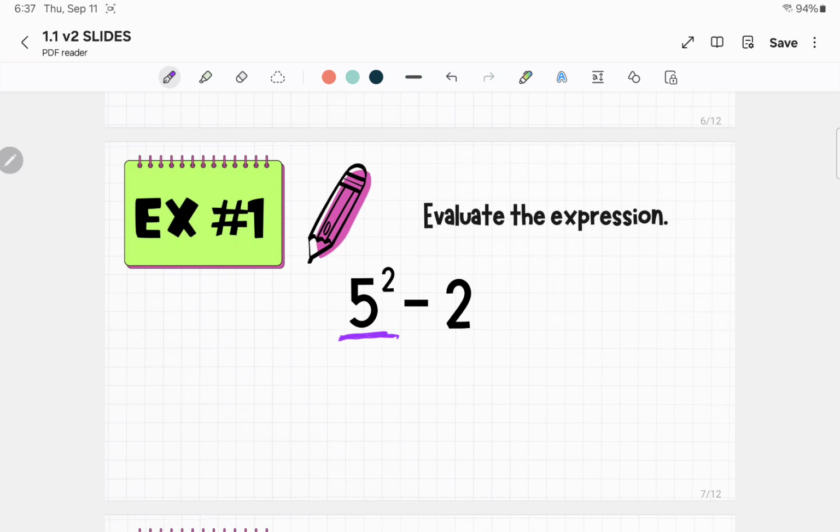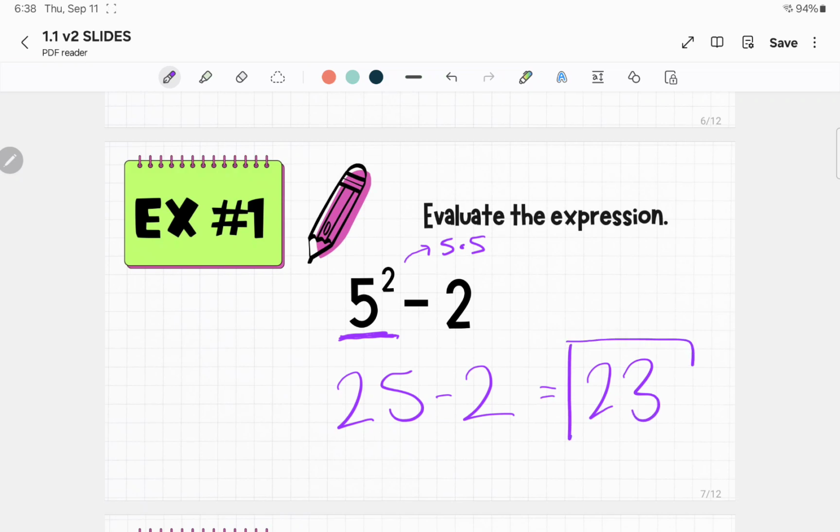This exponent does not mean 5 times 2. That's a common error. It means 5 multiplied by itself twice. So that means 5 times 5. We're going to evaluate that exponent. 5 times 5 is 25. Then we bring down everything else. We're always going to do just one thing at a time. There's no parentheses, we did the exponent, and now there's only one last thing. What's 25 minus 2? That is 23. And then that is my answer.